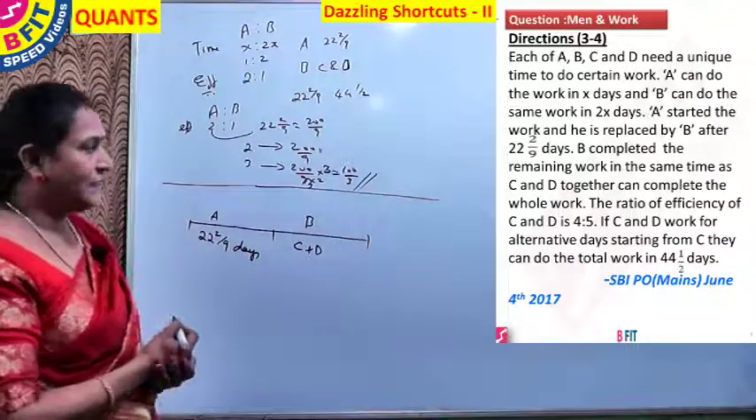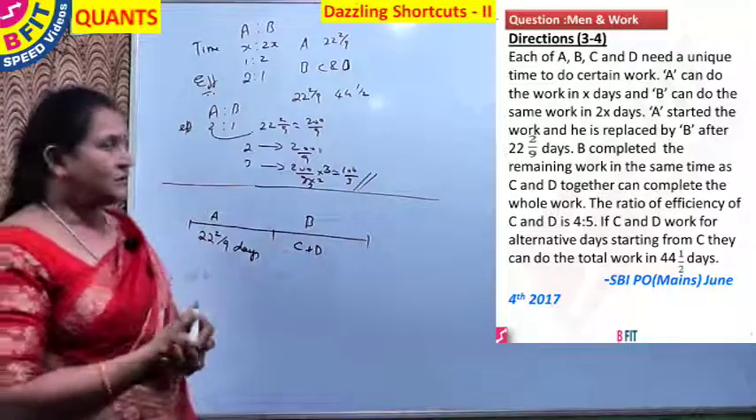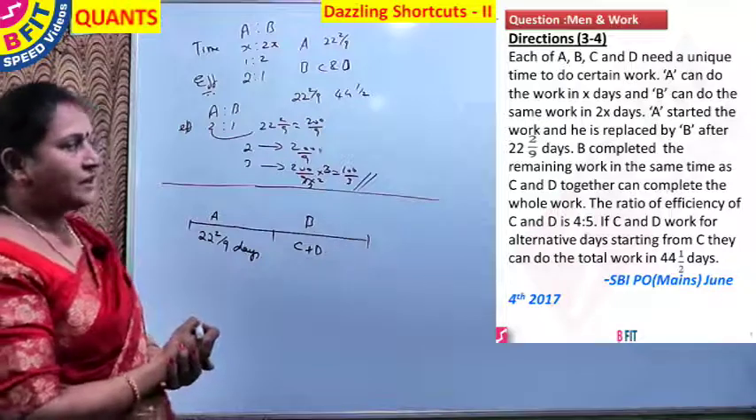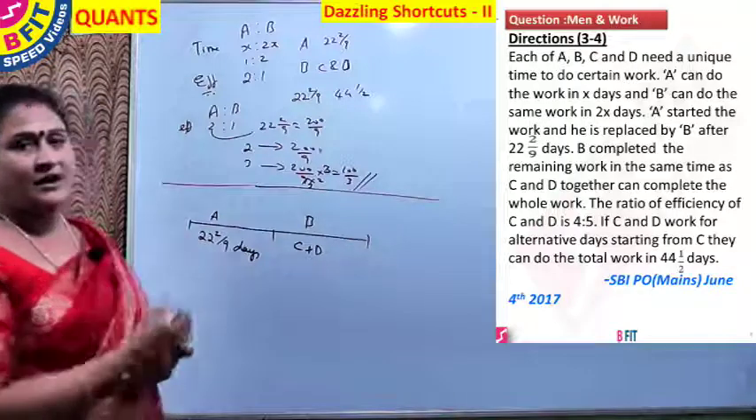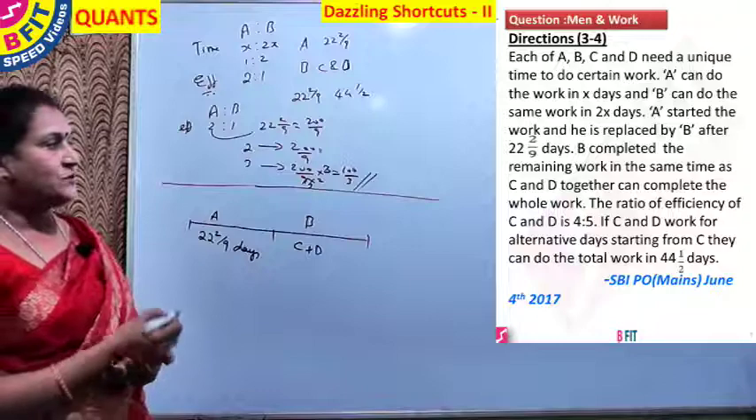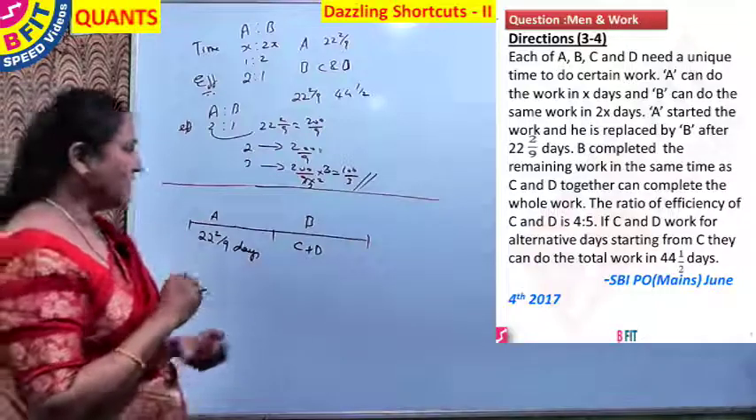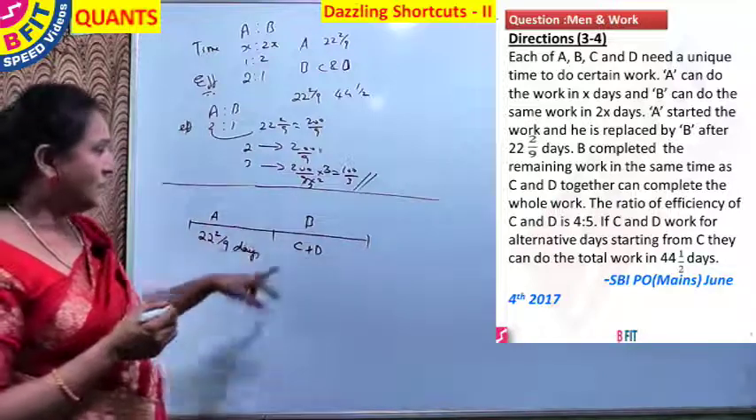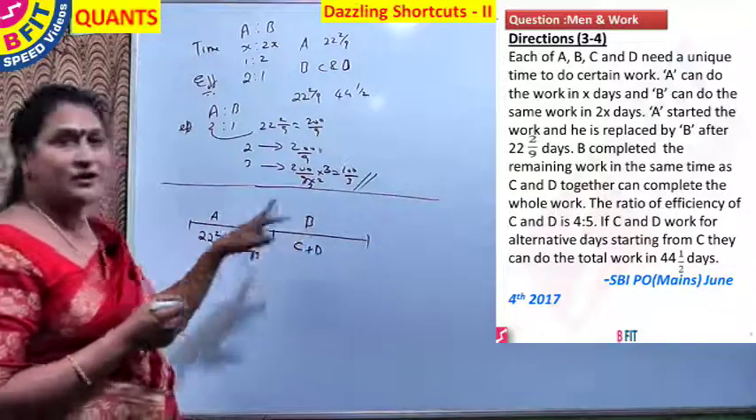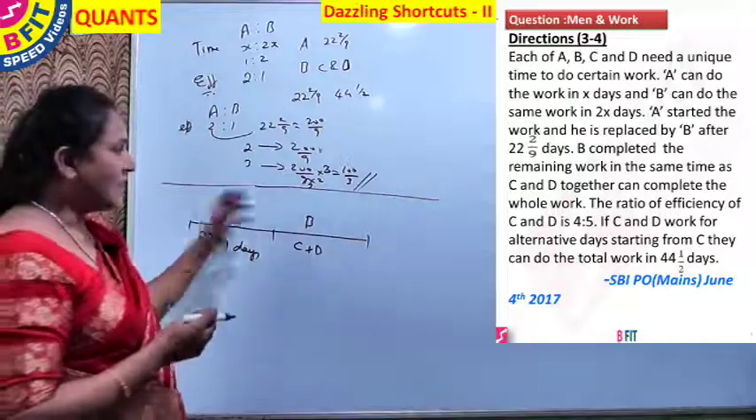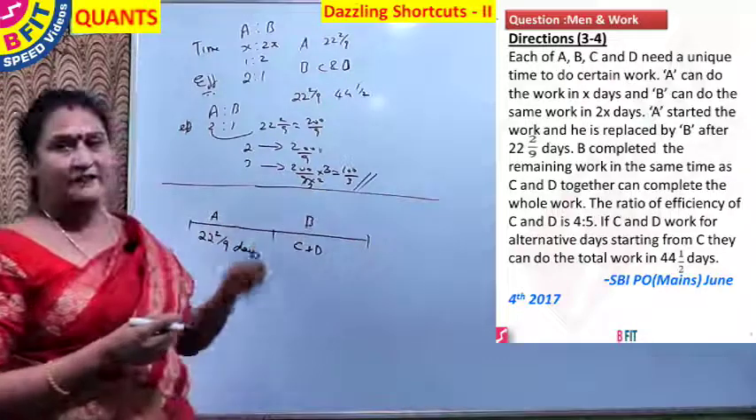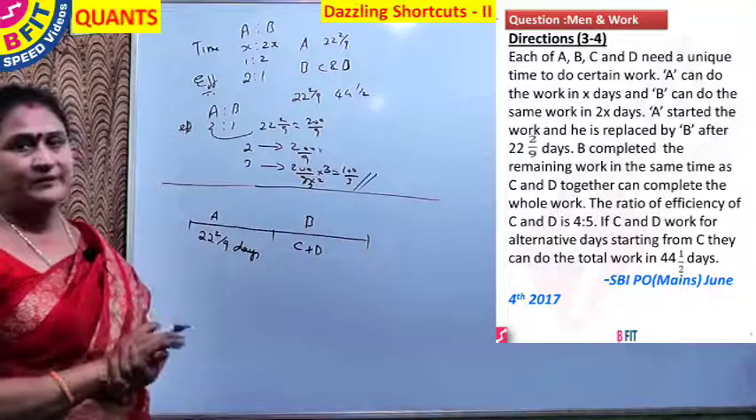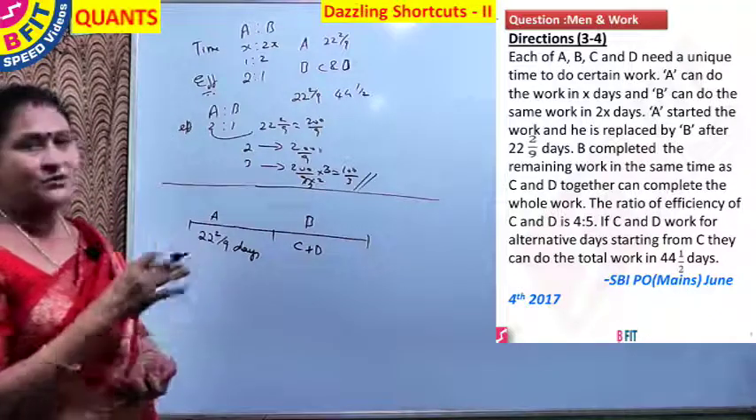And what is the data related to C and D? They have given the efficiency of C and D as 4:5, and working on alternate days they take 44.5 days. With that we have to see the time taken by C and D working together. That will be the time taken by B to do the remaining work. With all these details, we have to find the value of X, which is the time taken by A to do the whole work. I hope you have understood the question.